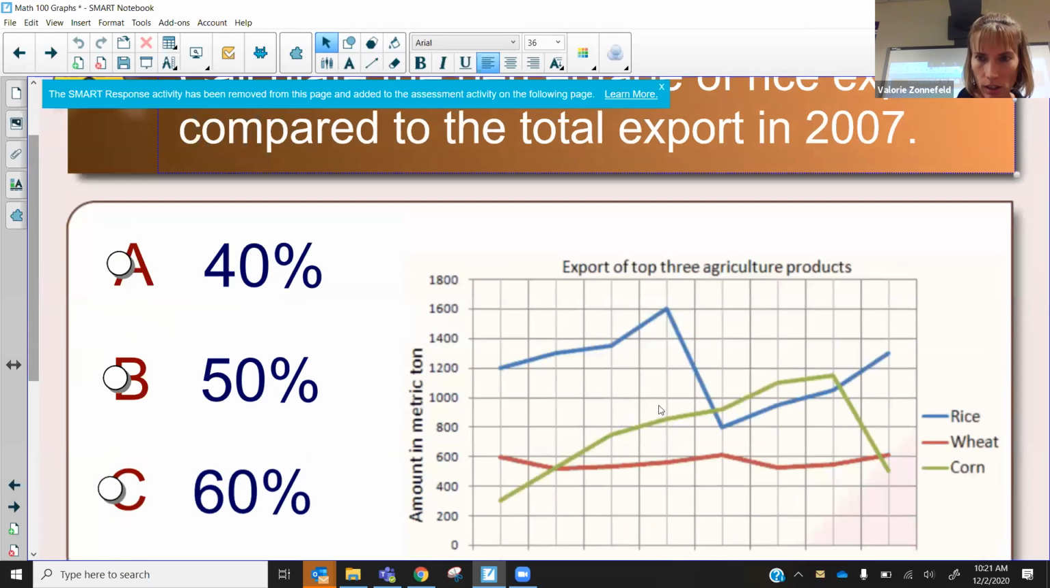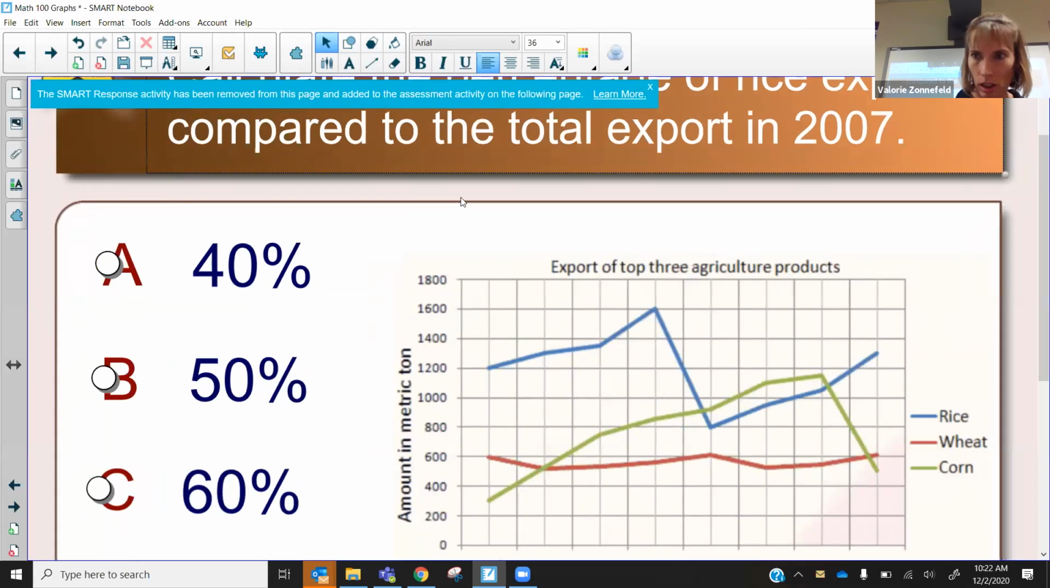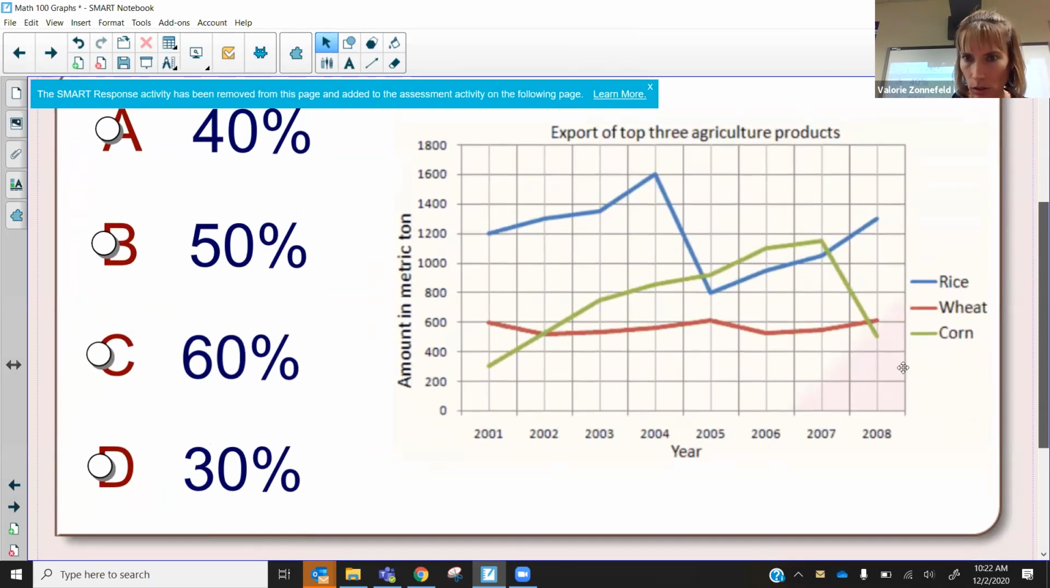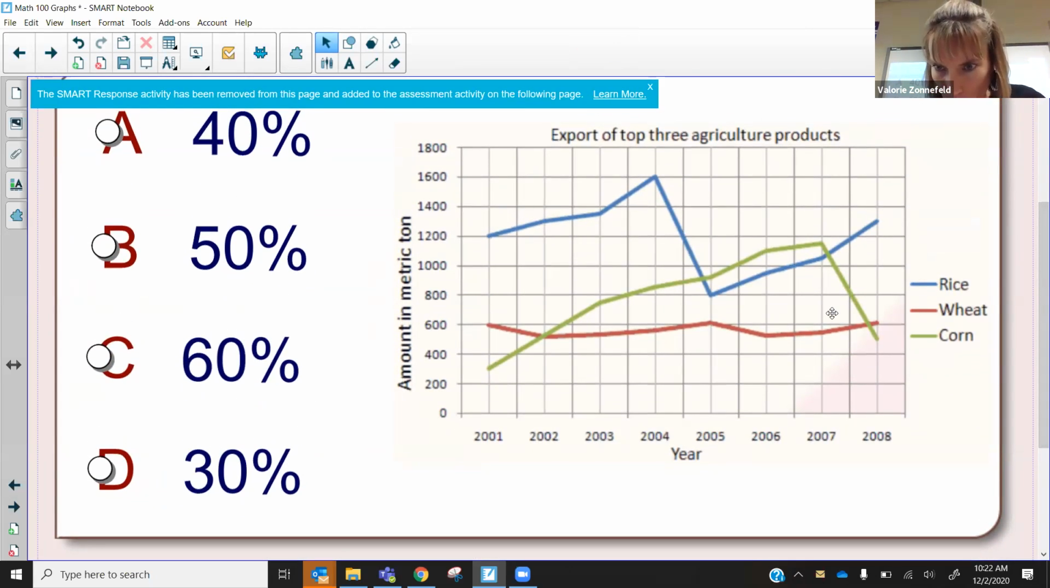So if we look here, rice is blue. Oh, gotta see where 2007 is. Ugh, I hate when I do stuff like that. Where did I put it? Okay, here we go. So 2007, rice is the blue one.